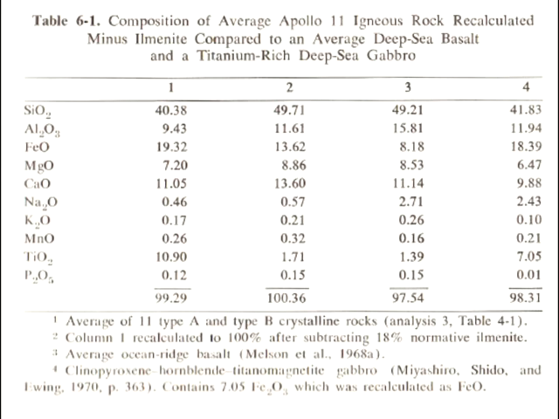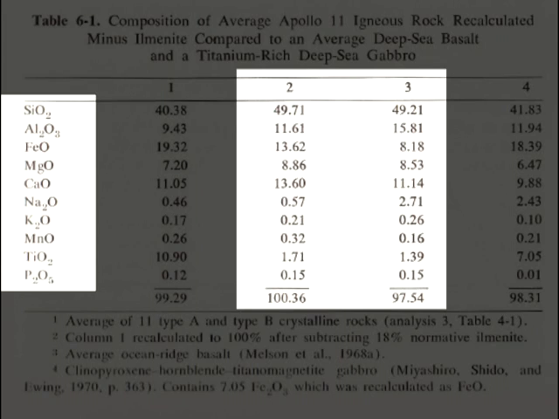They also found that by subtracting 18% of the moon rock's ilmenite we get an even closer match between the two. As demonstrated on their chart, Apollo 11 samples are 49.71% silicon dioxide, deep-sea basalts are 49.21%. Apollo 11 samples are 11.61% aluminium oxide, deep-sea basalts are 15.81%.